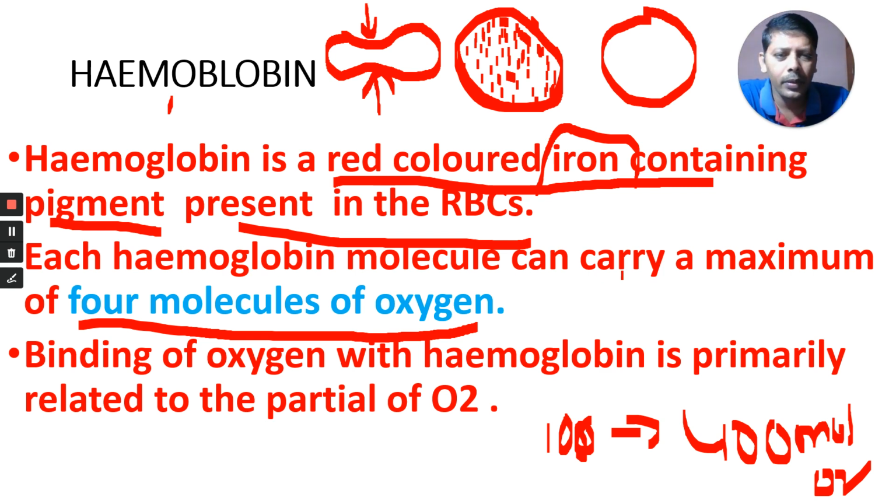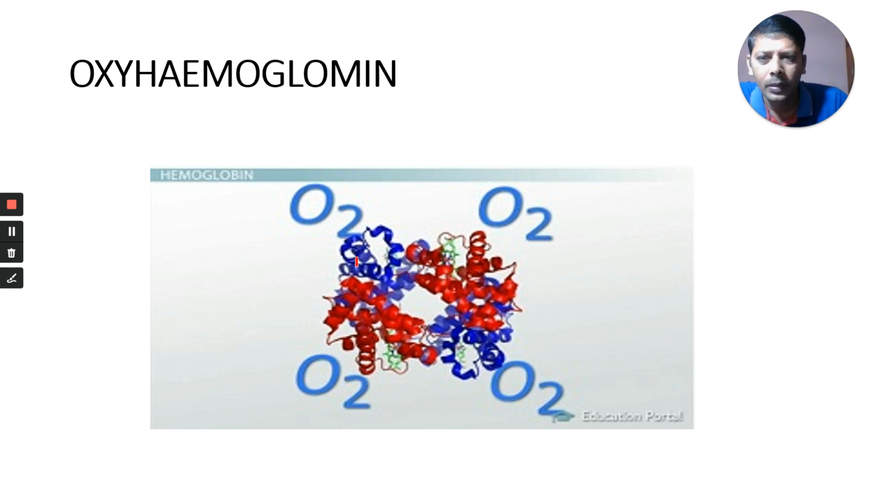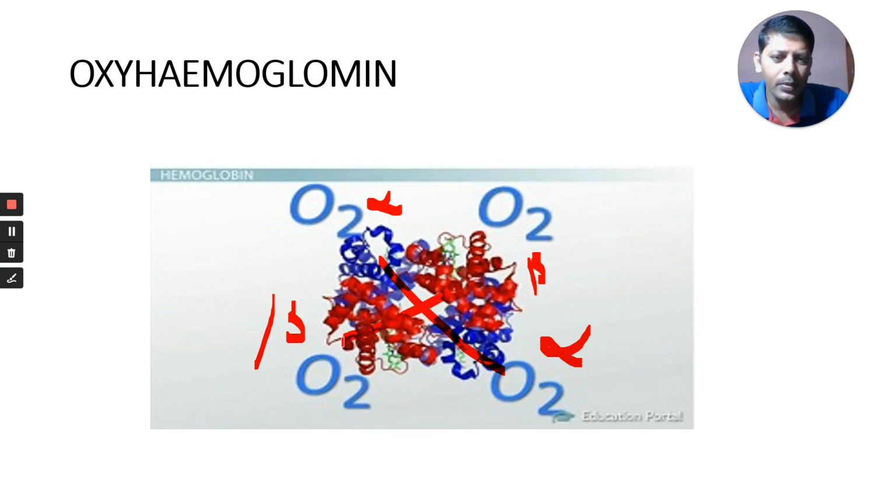Each hemoglobin molecule can deliver a maximum of 4 oxygen molecules. You can see here, this is one hemoglobin molecule. It has four chains. Two alpha chains are present, and two beta chains. They are arranged opposite to each other. This is the hemoglobin structure.